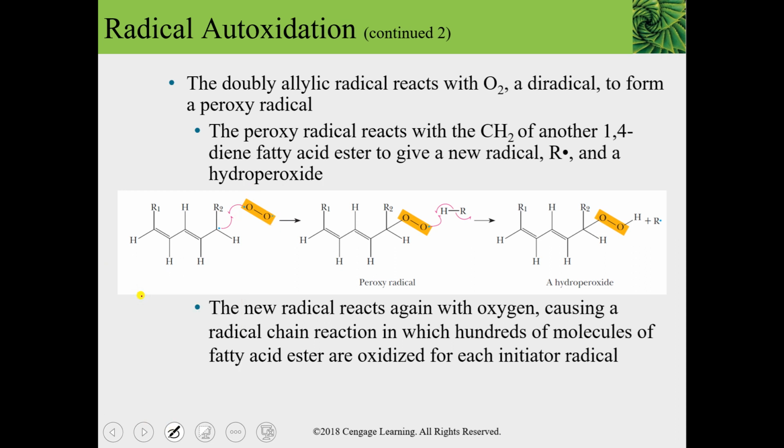The radical is going to bond with the radical of one of the oxygens, forming this right here. It's going to be attached. And then the radical from the other oxygen is going to grab an electron and the hydrogen from some other allylic carbon, and we're going to get this formation and another radical carbon. The new radical reacts with the oxygen, causing a radical chain reaction.